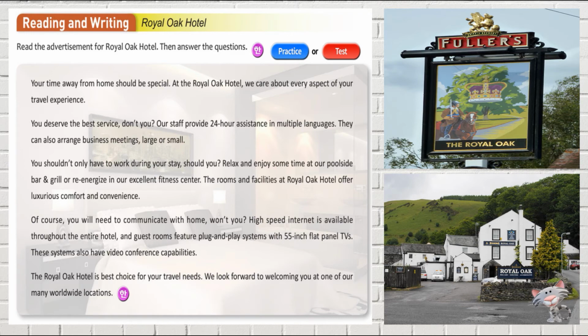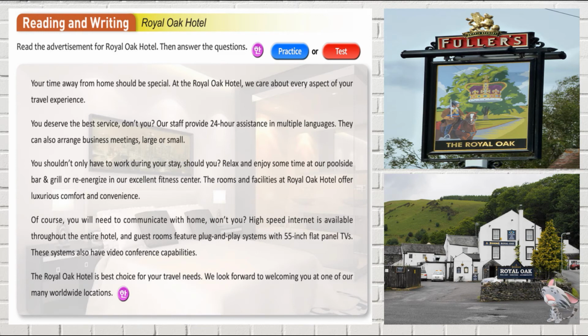Right, because pubs in England can be called the Royal Oak, and hotels can be called the Royal Oak. It relates to King Charles I, who hid in an oak tree. Well, it's a very, very beautiful place. The green. There are many Royal Oak hotels in the United Kingdom.